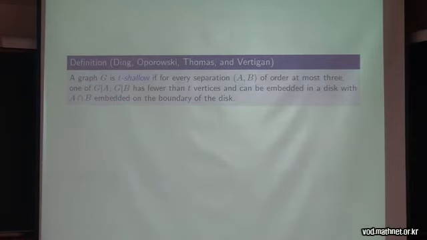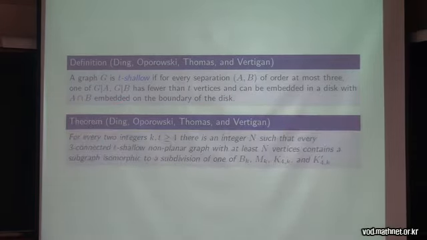Using this T-shallow definition, they made a theorem that depending on two integers, there is an integer n. So this n is a function of two variables k and t. Every 3-connected T-shallow non-planar graph with at least n vertices contains K_{k,k} or K_k' as a topological minor. So this result is related to the topological minor, so I can adopt their result in my research.